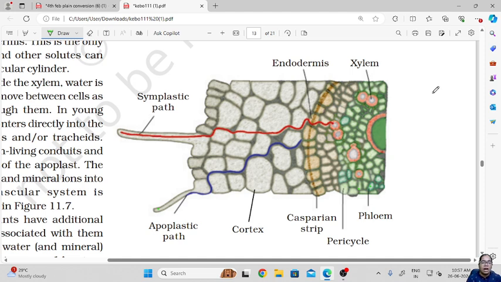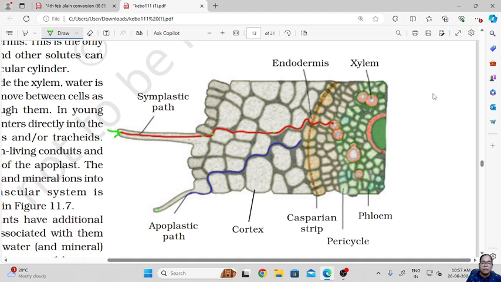Okay, so how the symplastic pathway works is, the root will absorb the water, then it will travel through the root hair, then it will cross the cortex layer, then it will cross the endodermis layer, and then from there it will enter your xylem tissue. So this is your symplastic pathway.